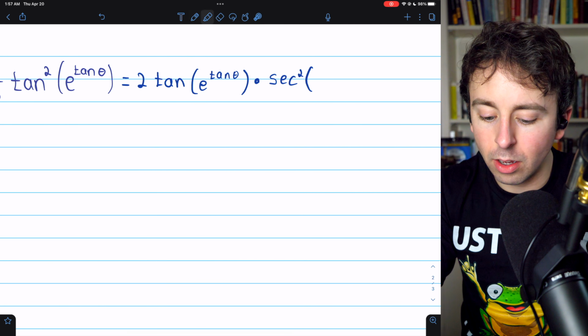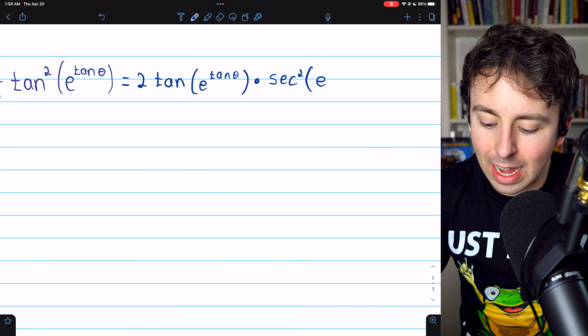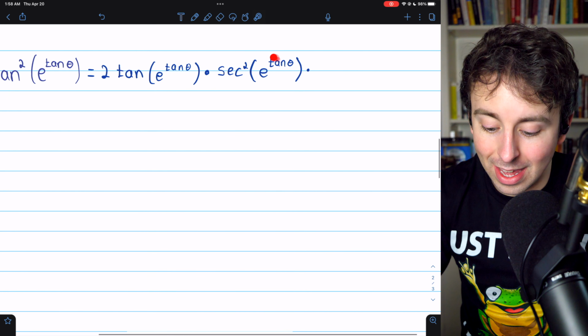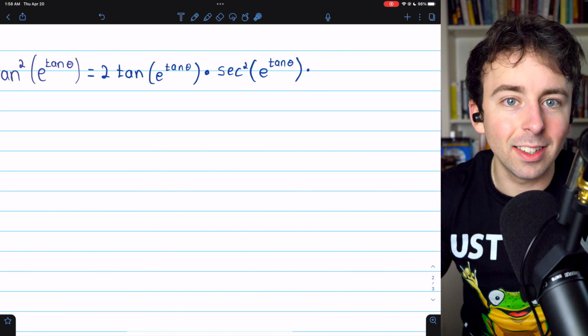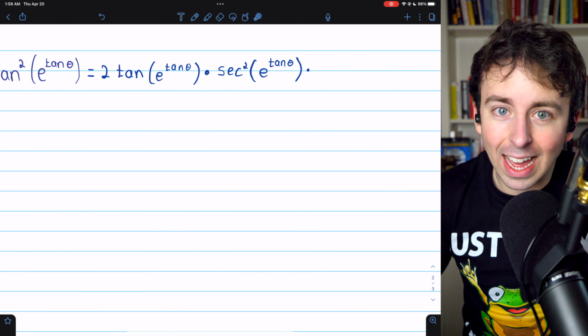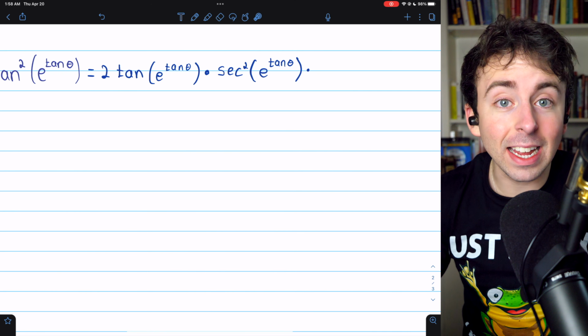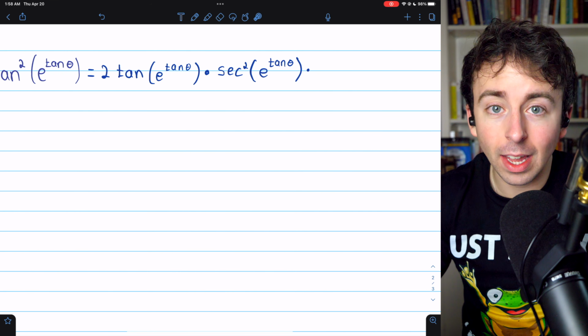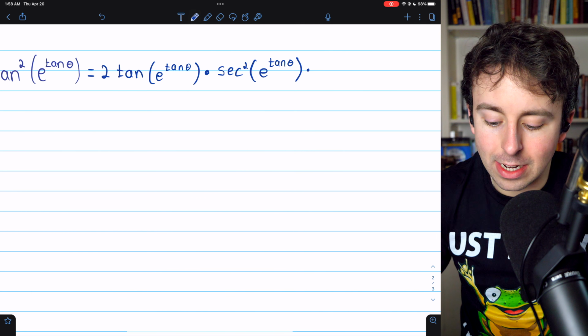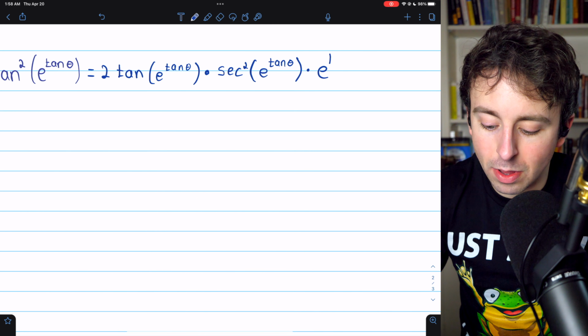What was inside was e to the tangent, so it's secant squared of e to the tangent theta. Now I need to multiply by the derivative of this thing that's inside the secant squared. And what's the derivative of this? Well, again, it's a chain rule situation. It has an inside function, tan theta, and an outside function, e to some power. The derivative of e to some power is just e to that power.